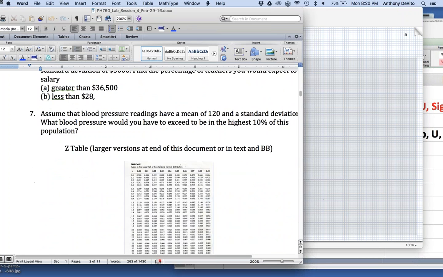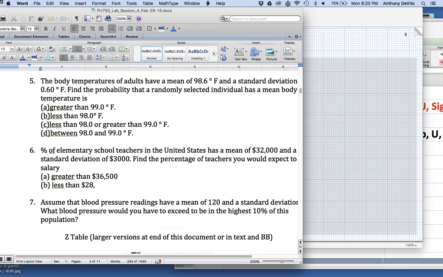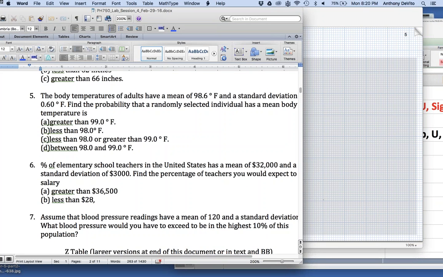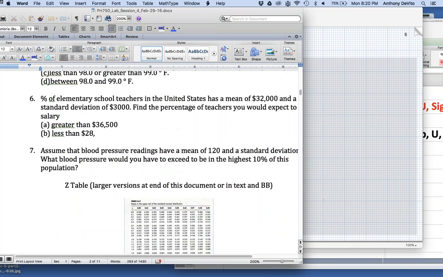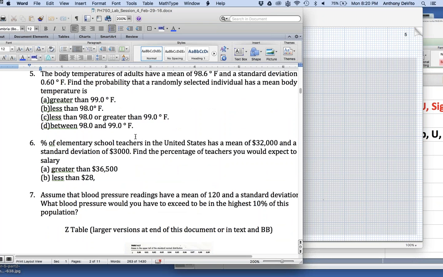I'm going to quickly try one more of these and then move on to something else. Okay, percentage of elementary school teachers.